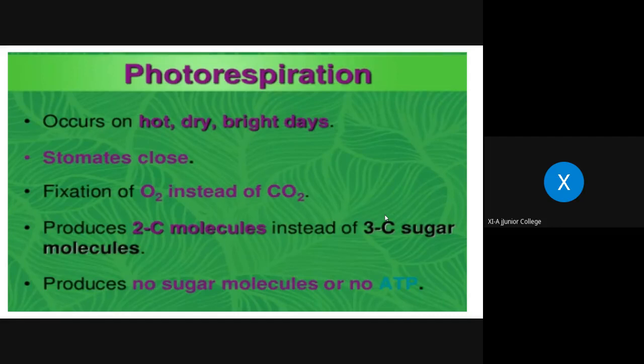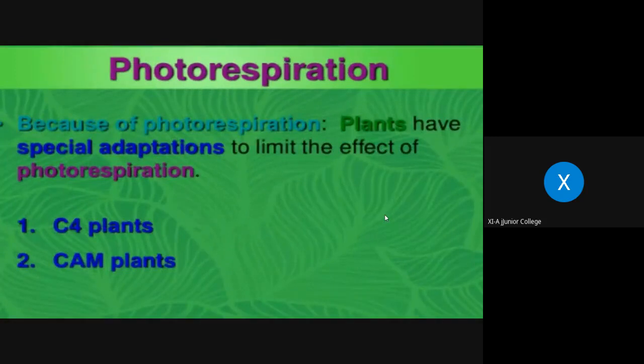So generally it occurs on hot, dry, bright days, when stomata are closed, with fixation of oxygen instead of CO2. When that takes place, then only photorespiration takes place. It produces 2 carbon compounds instead of 3 carbon compounds. Now, what is the first stable compound we discussed just now? PGA, a 3 carbon compound. And it doesn't produce any sugar molecule, neither does it produce ATP, when photorespiration takes place. These are the criteria for when it takes place.